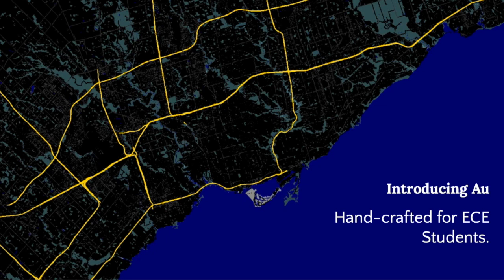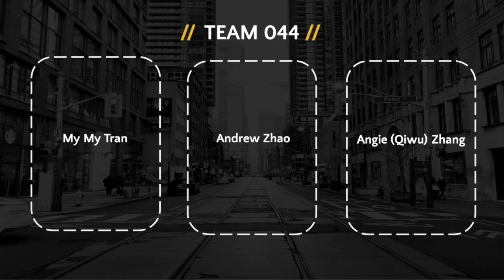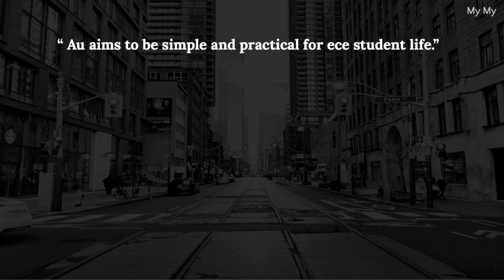mirroring the name of our map. O, meaning to thee, with thee, from thee. Our team 44 consists of myself, Mai, Andrew, and Angie. O aims to be simple and practical for ECE student life.